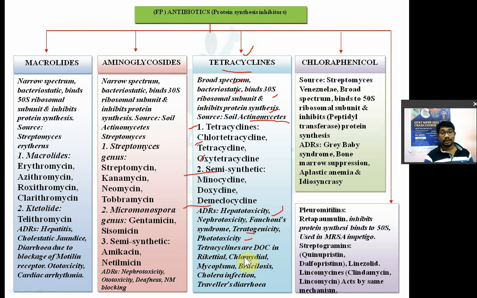Tetracyclines are a drug of choice in case of, what are their uses? They are a drug of choice in case of rickettsial infection, chlamydial infection, mycoplasma pneumonia, brucellosis. They are drug of choice in cholera infection. Remember, doxycycline is a drug of choice in traveler's diarrhea.